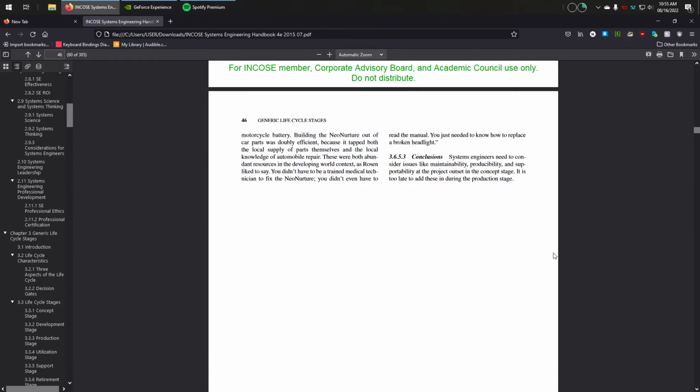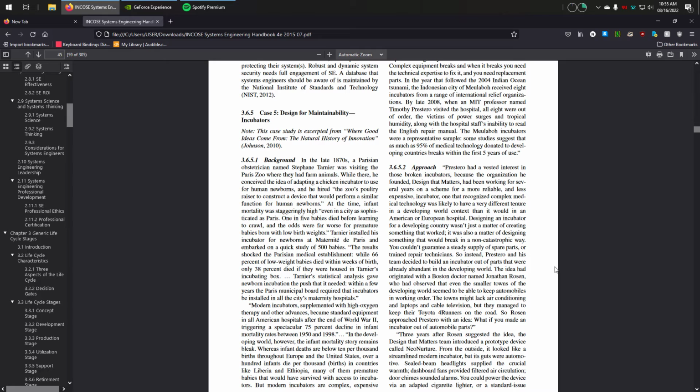And then 365 is the final one. I'm going to read this one a little bit quicker. And this is Case 5, Design for Maintainability, Incubators. Note, this case study is excerpted from Where Good Ideas Come From, The Natural History of Innovation.